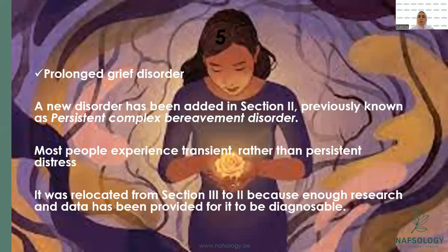What do you mean by transient? It means they come for a short amount of time and then they go away, and then they come again and then they go away. It's like that, which is why they gave it the name prolonged grief disorder. It's now available in section 2, because of enough research, and it has enough criteria to fulfill it, and therefore it can be officially diagnosed.